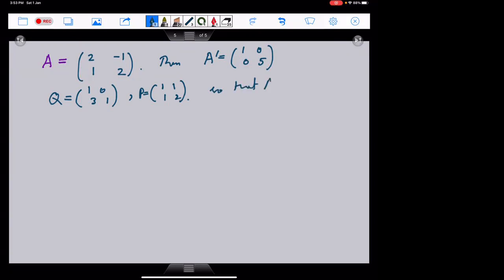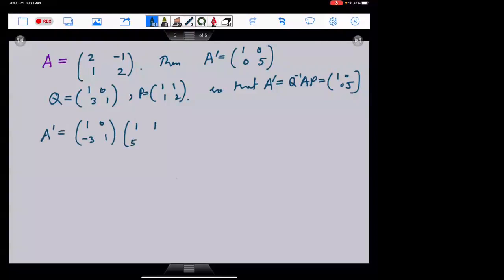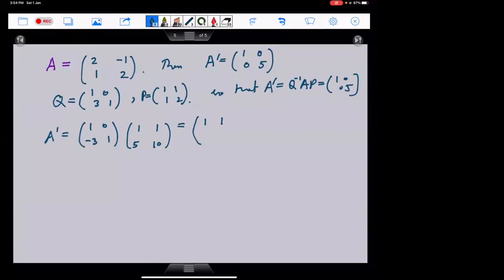So A prime is Q inverse AP, which is (1, 0; 0, 5). Maybe I just multiply them. So A prime is (1, 0; -3, 1), that is Q inverse. Then I directly multiply AP. The first member is 1, second one is 1, 5, then 10. So there is a mistake, I think. No, this is not correct. Sorry, this matrix (1, 1; 5, 10) is wrong.